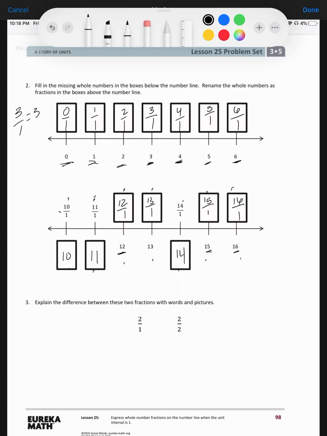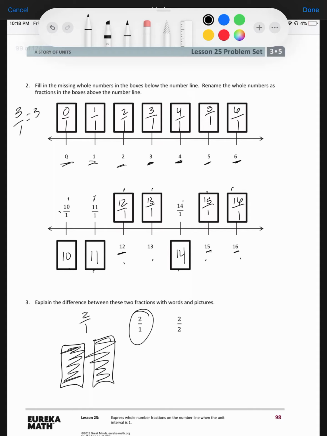I'm going to go over number 3 with you. You will not have to do one like this, but I want you to know what it's talking about. So it says, explain the difference between these two fractions with words and pictures. So 2 over 1. We have one whole, but 2 of 1 wholes are shaded. So that represents 2 over 1 because it's 2 wholes.